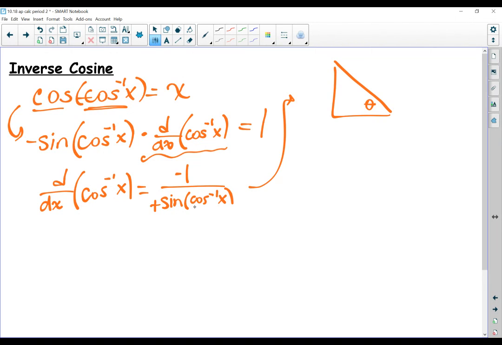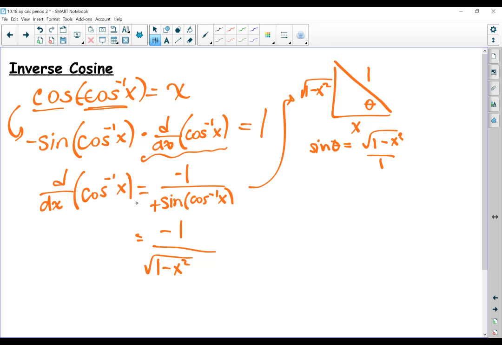So I'm trying to find sine of an angle. I want to calculate the sine of an angle, and that angle gives me a cosine equal to x. And x is just x over 1. So if the cosine is equal to x, that means the adjacent is x and the hypotenuse is 1. And that means that this missing leg would be the square root of 1 minus x squared using Pythagorean theorem. So now if I want to find the sine of that angle, it's just opposite over hypotenuse, which tells me that my derivative is just negative 1 over the square root of 1 minus x squared.